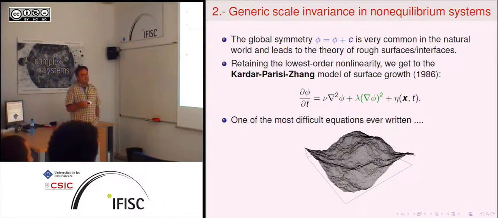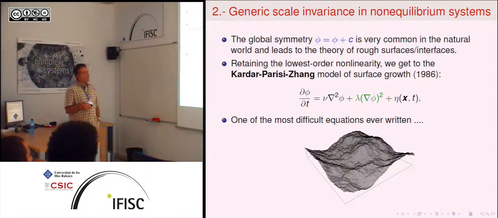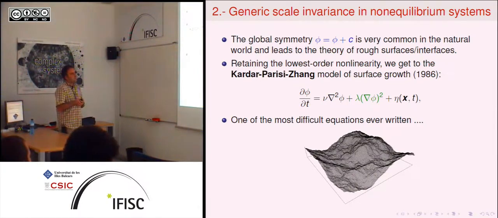Well, the question is that KPZ is one of the most difficult equations ever written. Maybe this is an exaggeration, but if you think that this equation was proposed in 1986 and the solution is not known, has been unknown for almost 30 years, there are some exact solutions for some boundary conditions that have been proposed in the last few years, and that's something that has reactivated the research on this problem. Not only because this equation is difficult to solve, and almost anyone would like to be able to solve it and make himself very famous.